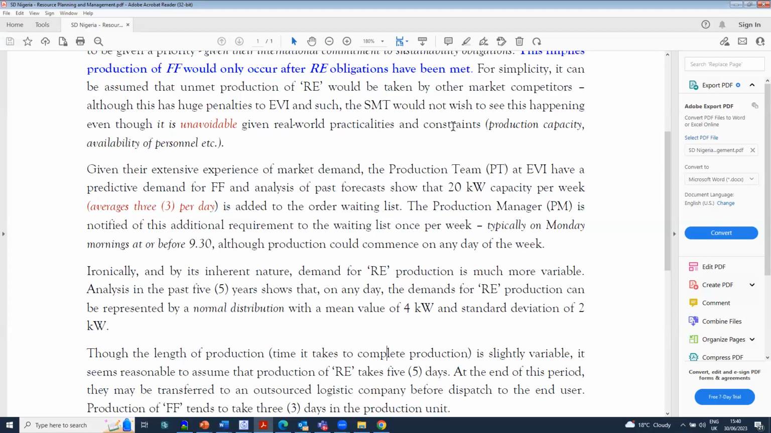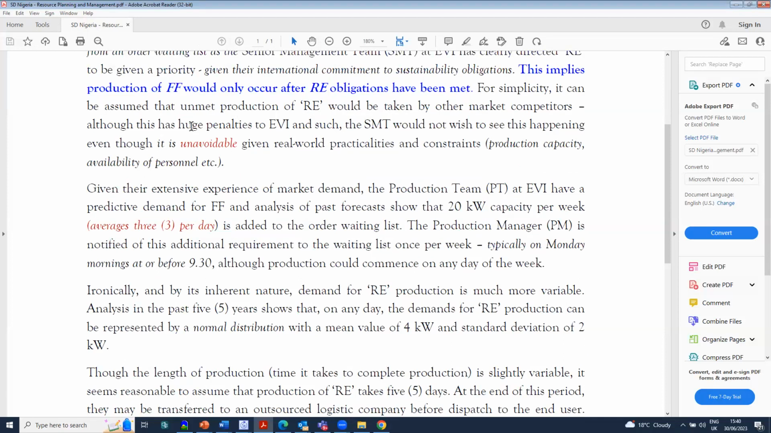A variable, real world and constraint. We talked about simplicity here, so you assume that unmet production will be taken by other market competitors. We don't want that because there is a penalty for doing that. If the customer is allowed to go out, they might not come back. That customer might be happier there and may never come back again. So you try as much as possible to avoid that, but in some cases it is very difficult to do.